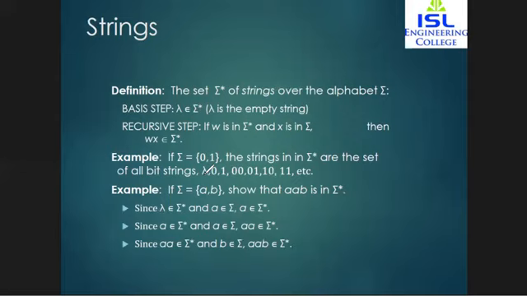Whenever we are considering the recursive step, we are saying that if w is in sigma star and x is in sigma, what are we doing? We are joining w and x. So similarly, 0 and 1 individually will be in sigma star. Then we are considering 00. We are concatenating the two strings basically. Concatenating means joining the two strings. Okay, similarly, suppose A, B is in sigma, then show that AAB is in sigma star.